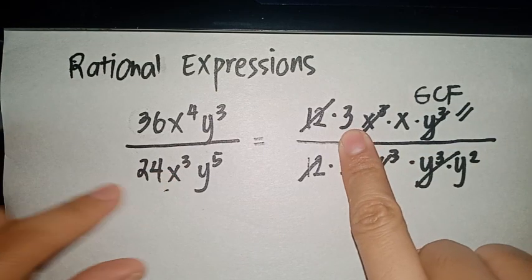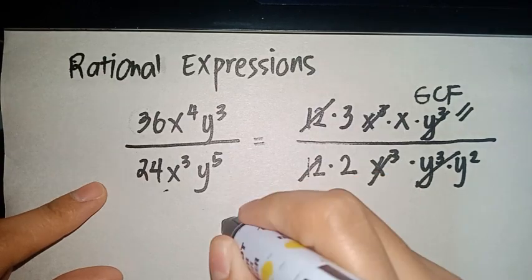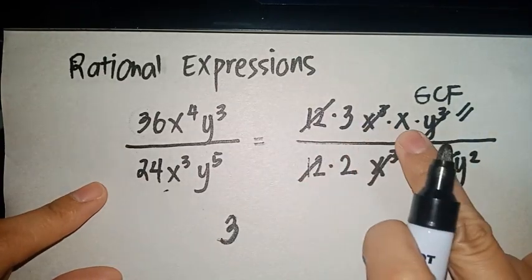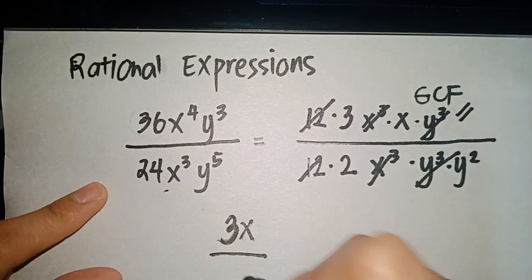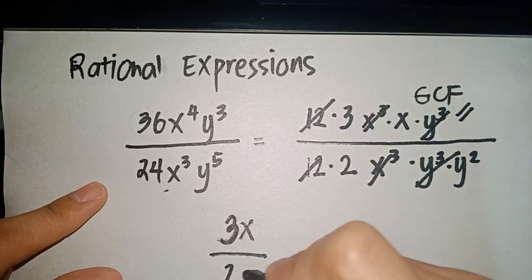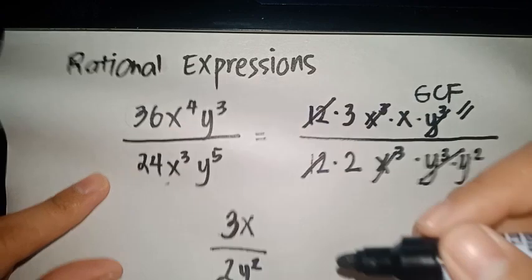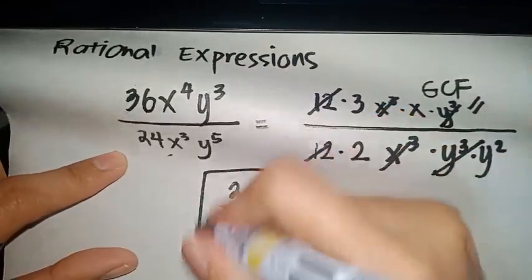Now what's left is we have 3x all over, for the denominator, 2y squared. Since we do not have any common factors or common term, this is the final answer.